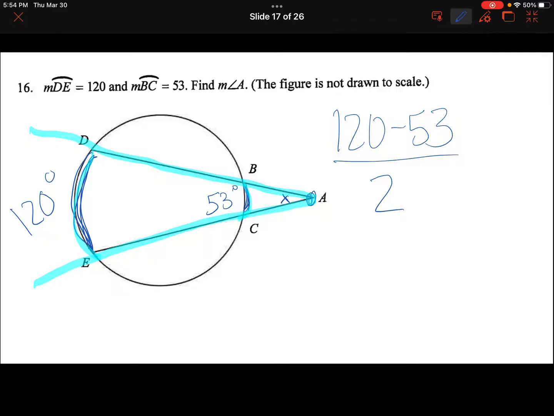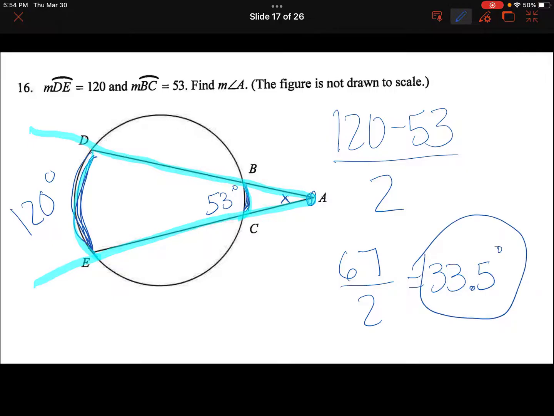120 minus 50 is 70. 70 minus 3 is 67. And then 67 divided by 2. Well, 66 divided by 2 would be 33, so then we have another half. So 33.5. There's a 33.5 degree angle.